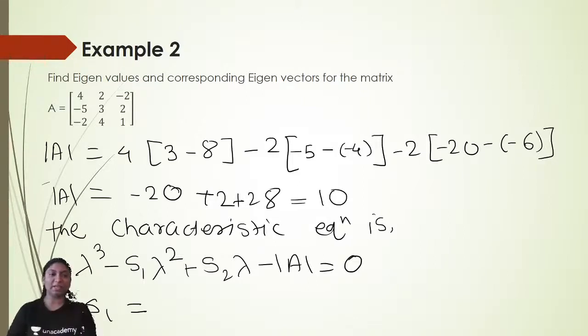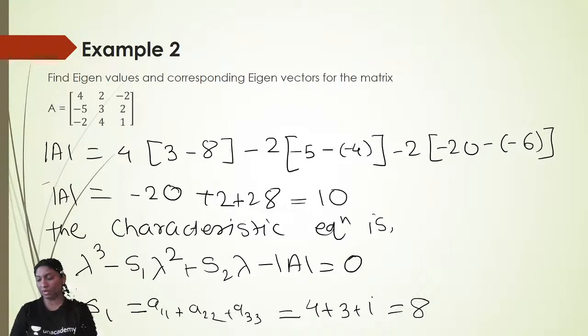Now what is s1? s1 is the sum of a11 plus a22 plus a33, that is here 4 plus 3 plus 1, that is 8. So s1 is equal to 8. Okay. Now what is s2? I will calculate S2. So first we will write out A here.